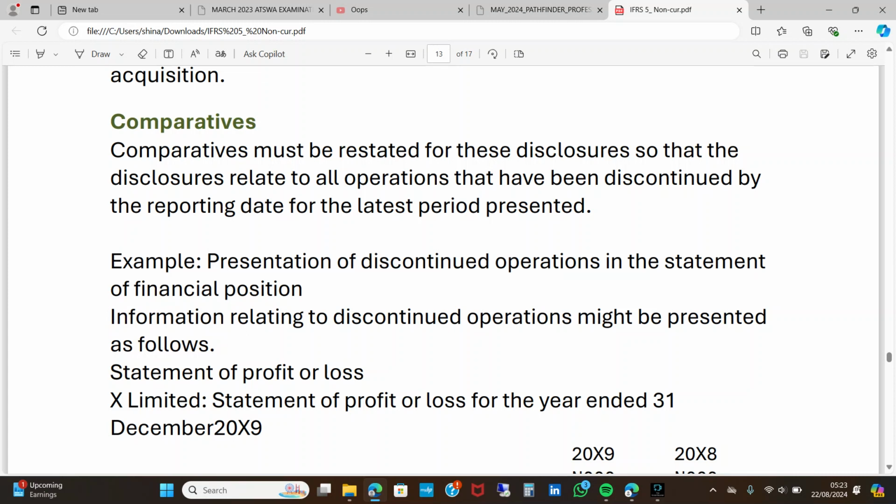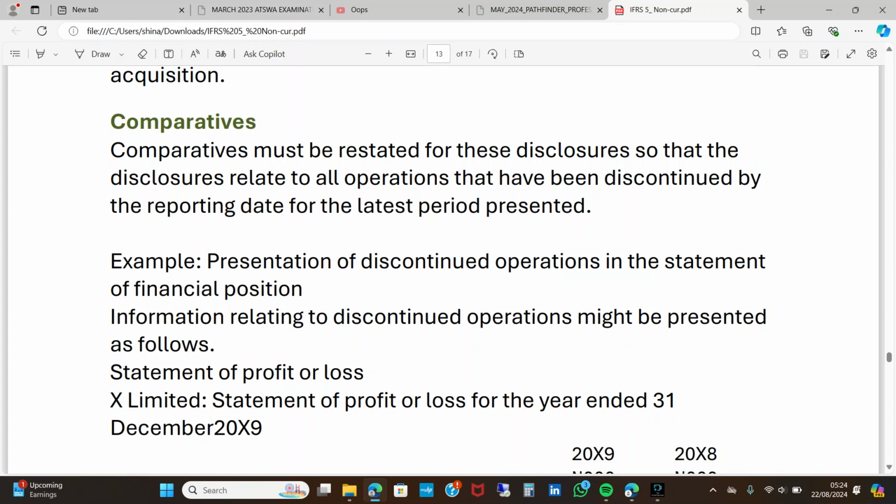comparatives. Remember I told you that if it's a non-current asset held for sale or a disposal group, you only adjust your what? Your current year. But for your discontinued operation, write this down: you adjust your previous year figure for your what? Statement of profit or loss. For a non-current asset held for sale, you don't adjust your previous year in your statement of financial position. But for a discontinued operation, you must restate your previous year figures for what? For discontinued operations.